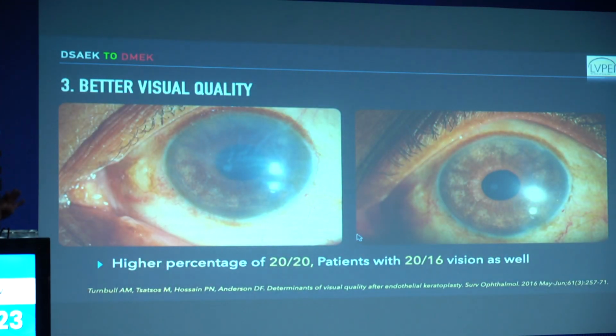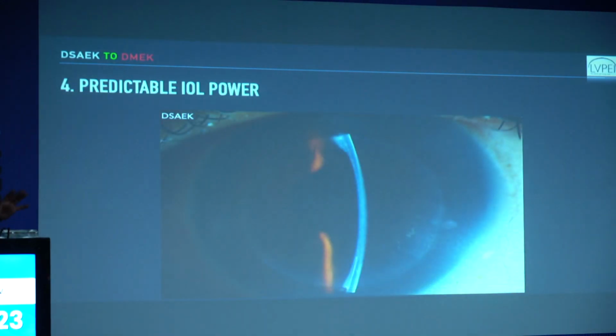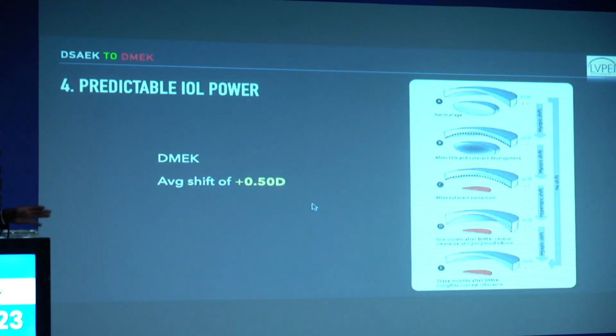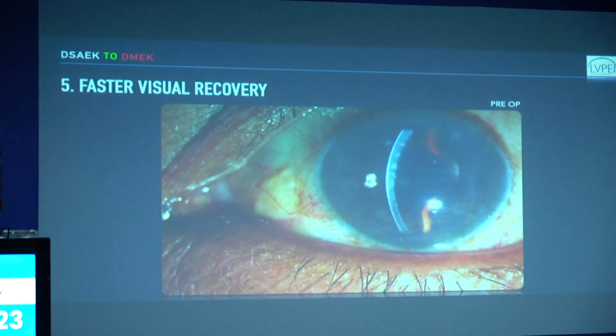You also have better visual quality. There's a higher percentage of patients who achieve 20/20 vision after DMEC as compared to DSEC. More predictable IOL power. In fact, we are doing multifocal IOLs. We're doing toric IOLs along with DMEC surgery because the IOL power is only about 0.5 of what you are actually planning from the perspective of implantation.